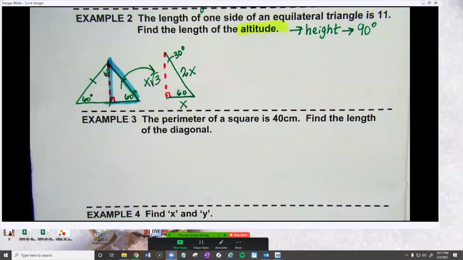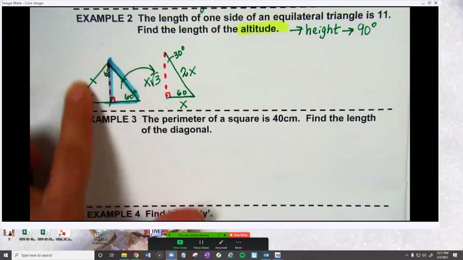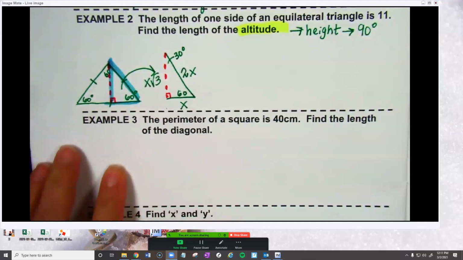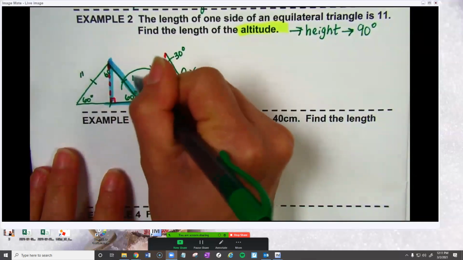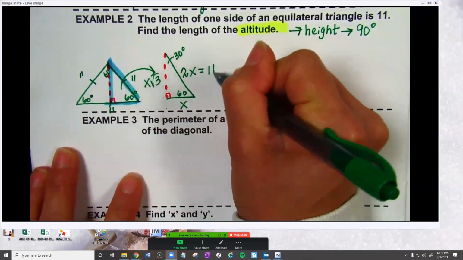All right, so y'all, now we've got to find the length of the altitude. What have I not talked about yet? What do we know? The number. So how much were all these sides over here? 11. Yeah, they were all 11s. So if they were all 11s, then 2x equals 11.